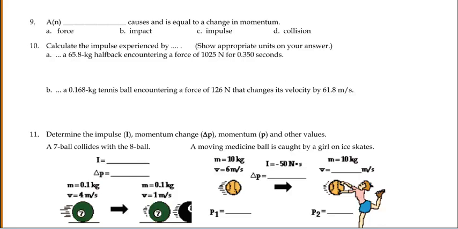Okay, we're continuing on with our study of momentum and how it's changed. So here in number 9, again it's an N, impulse causes and is equal to the change of momentum. So J, impulse, is equal to delta P, change of momentum. Now it's not equal to the momentum of the object, it's equal to the change of the momentum. Number 10, calculate the impulse experienced by objects in different cases.